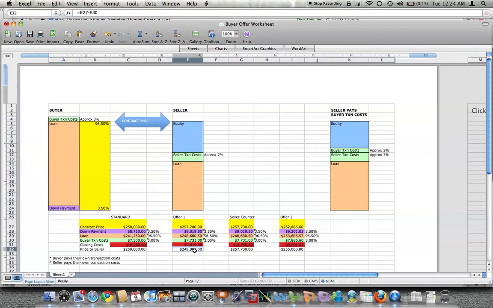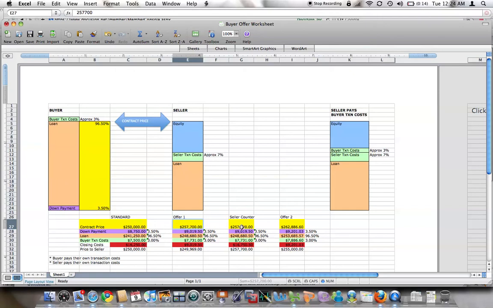In this scenario, the price to the seller is $250, and the buyer wanted to finance their closing costs, the transaction costs, into the loan. So what we did, to represent that, was increase the contract price to include the $250 plus the buyer transaction closing costs, and that came to that contract price amount.